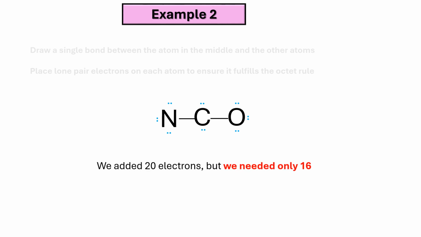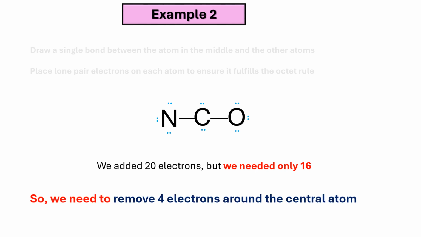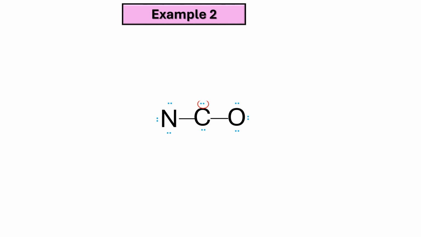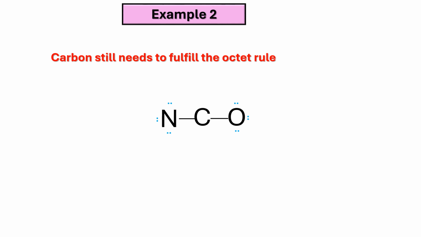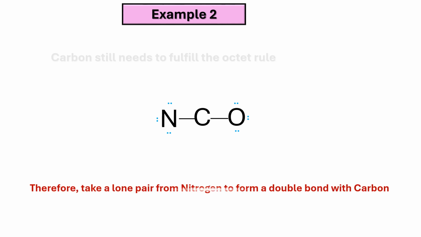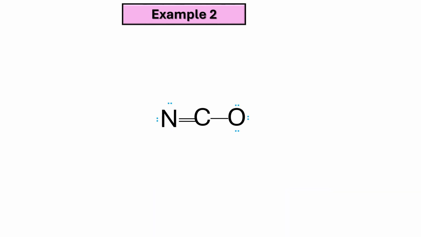However, we needed only 16 electrons and we added 20. So we have to remove 4 electrons around the central atom. So we remove these 2 electrons here and another 2. Carbon still needs to fulfill the octet rule because we removed those 4 electrons. So we need to use lone pairs from the nitrogen to form a double bond with the carbon. We take these 2 unshared electrons to form a double bond between nitrogen and carbon.